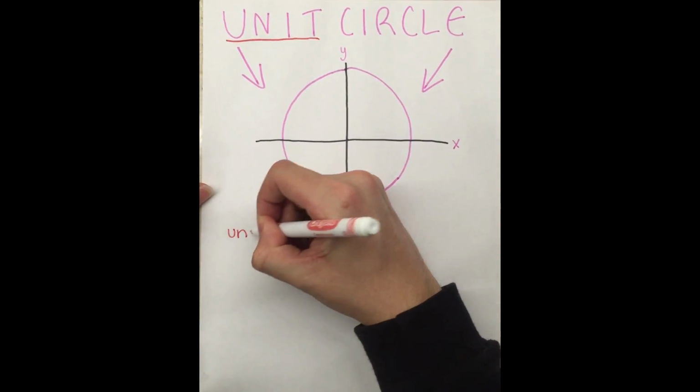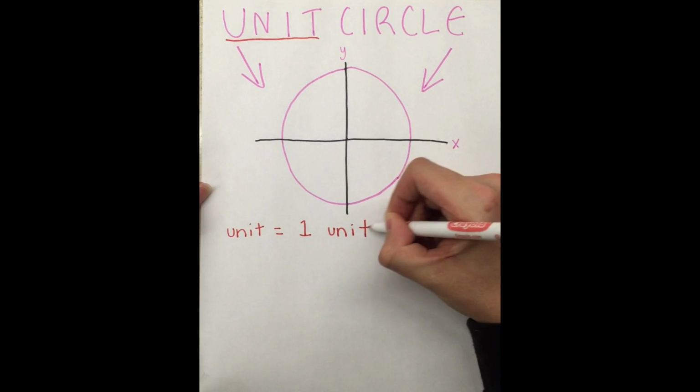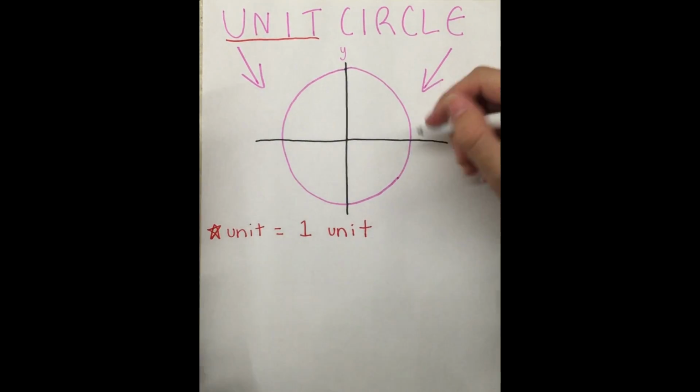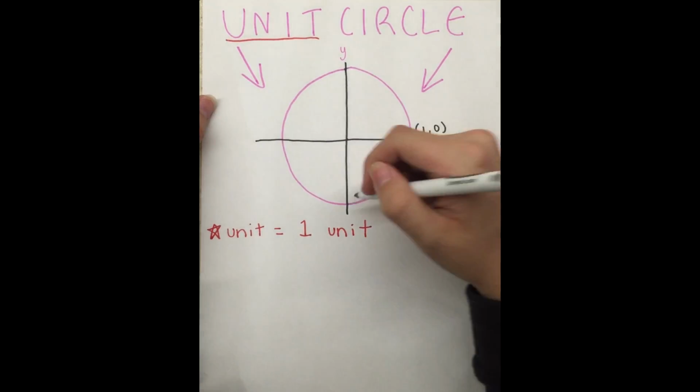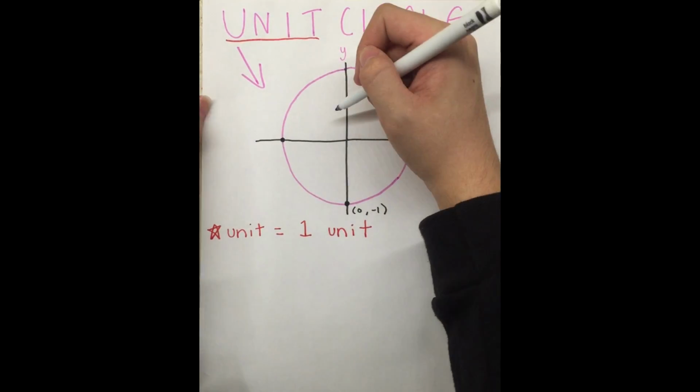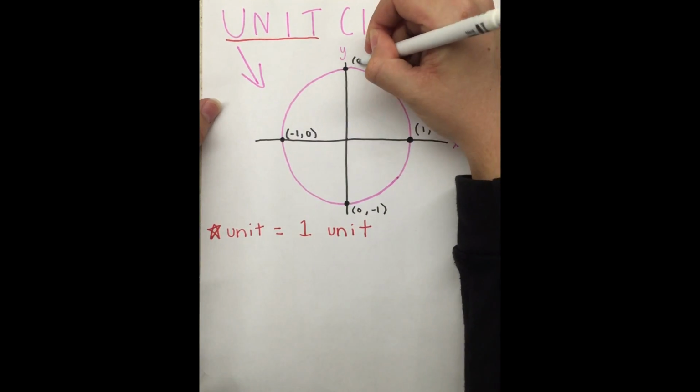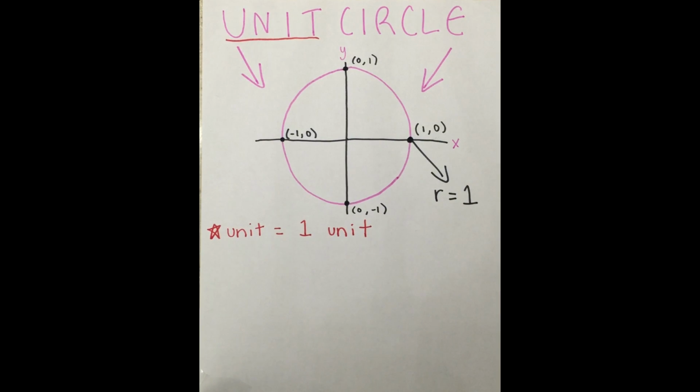This is the unit circle. It's called the unit circle because of its dimensions, which are 1 unit. This makes each point on the xy plane where the circle crosses (1, 0), (0, 1), (-1, 0), (0, -1), and the radius of this circle 1.